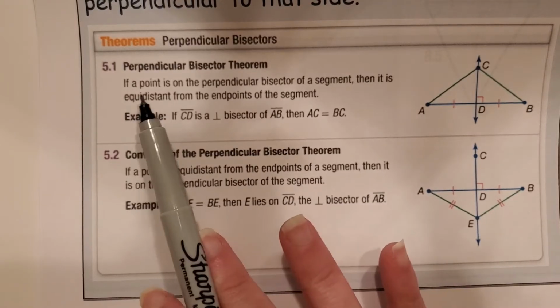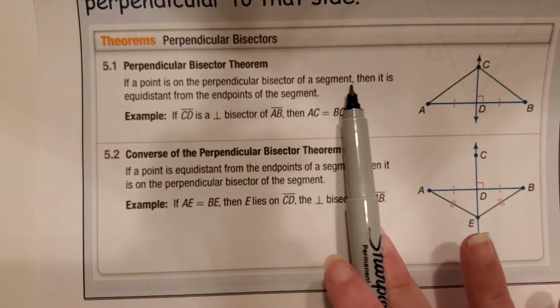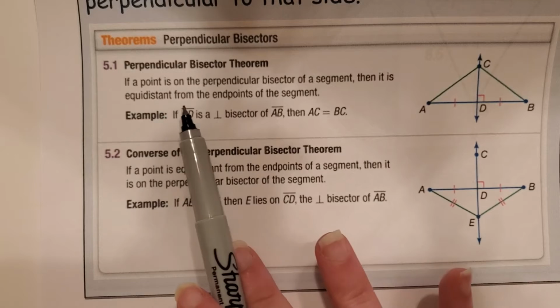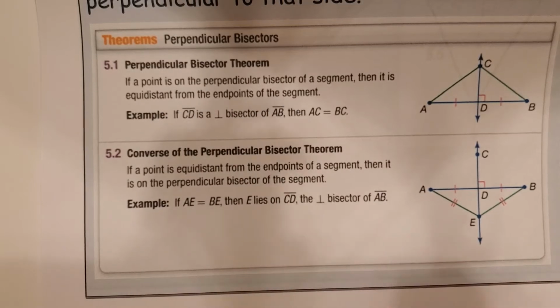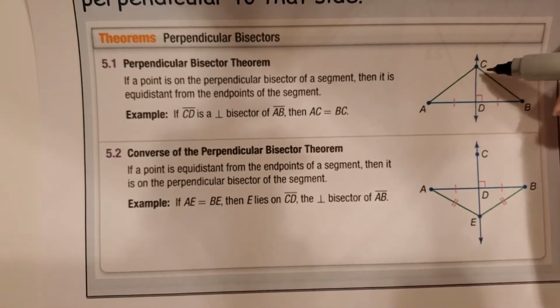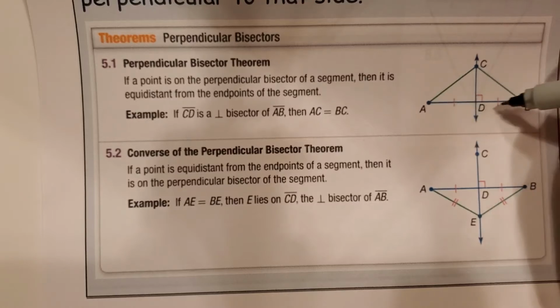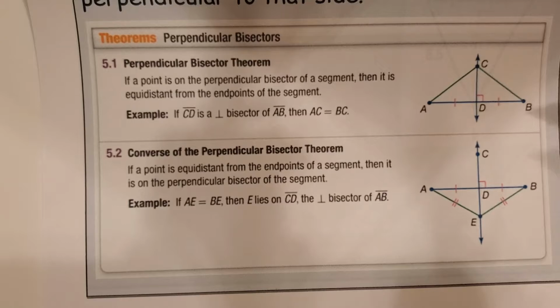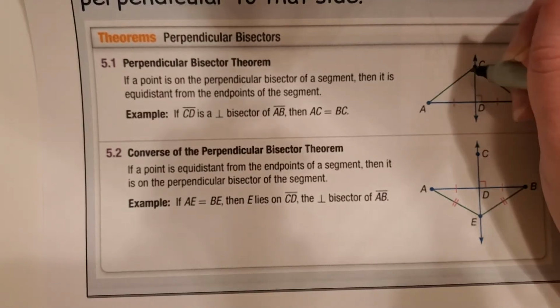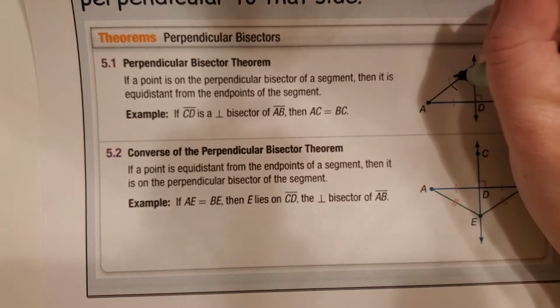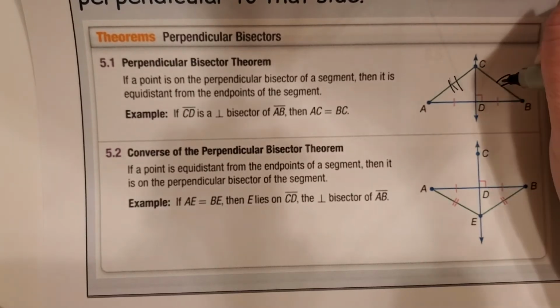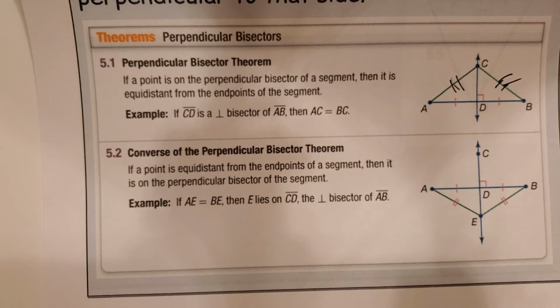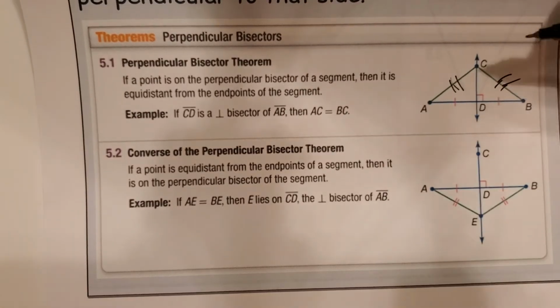That's the idea of perpendicular bisectors in general, but these theorems are saying two different things. If a point is on the perpendicular bisector of a segment, then it is equidistant from the endpoints of the segment. Since CD is the perpendicular bisector of AB, C, the point up here, is equidistant from A and B. So AC is congruent to CB. That's what theorem 5.1 is saying. That's the perpendicular bisector theorem.